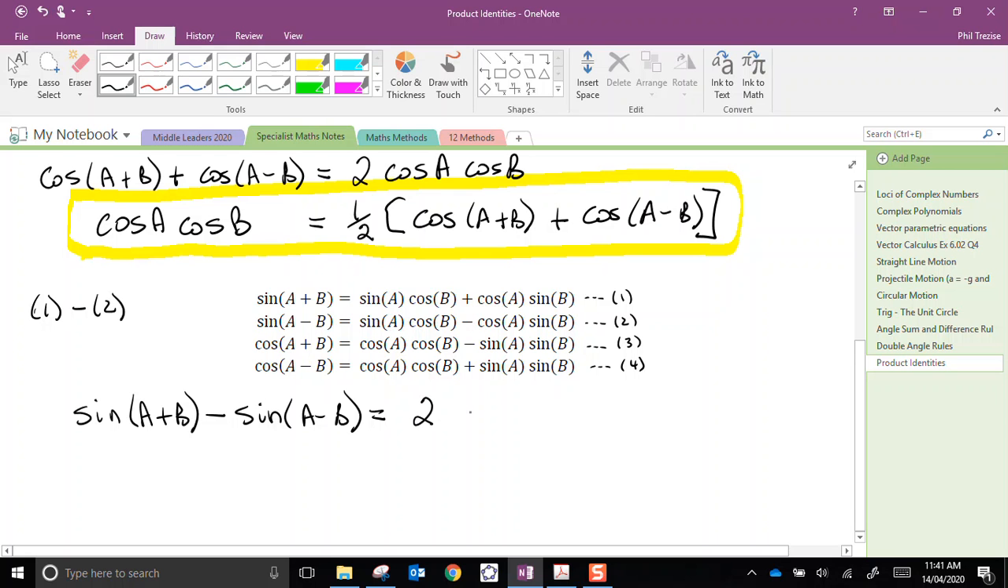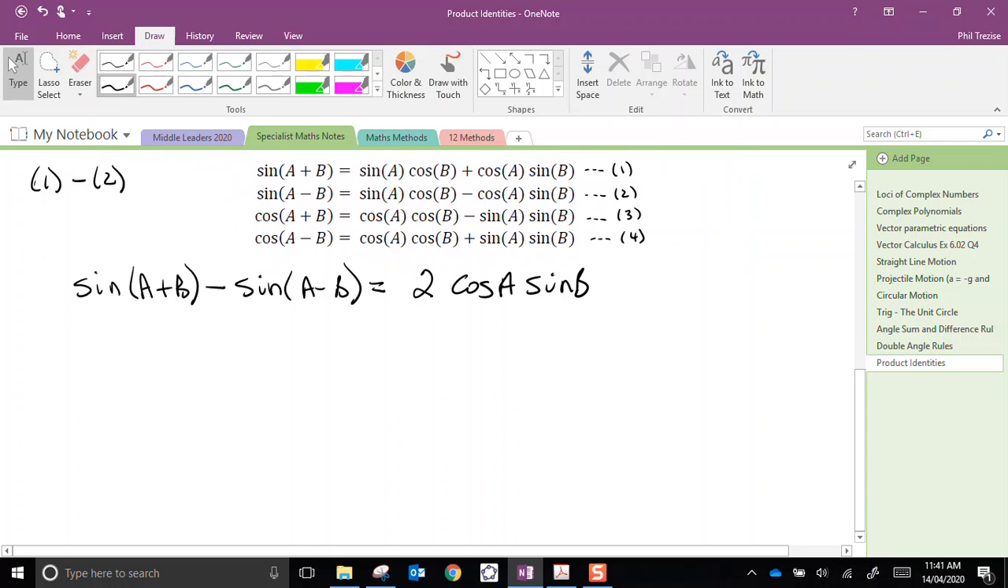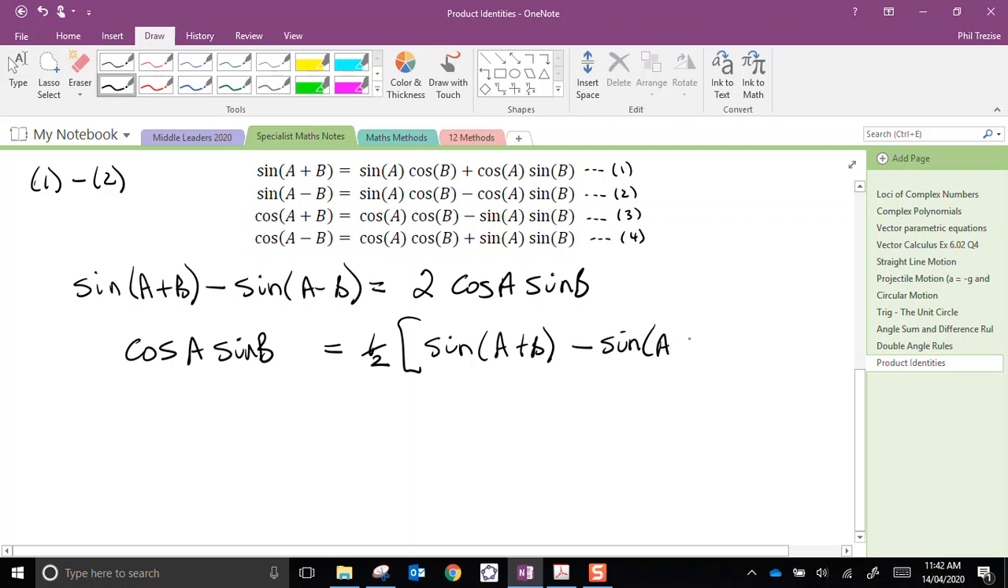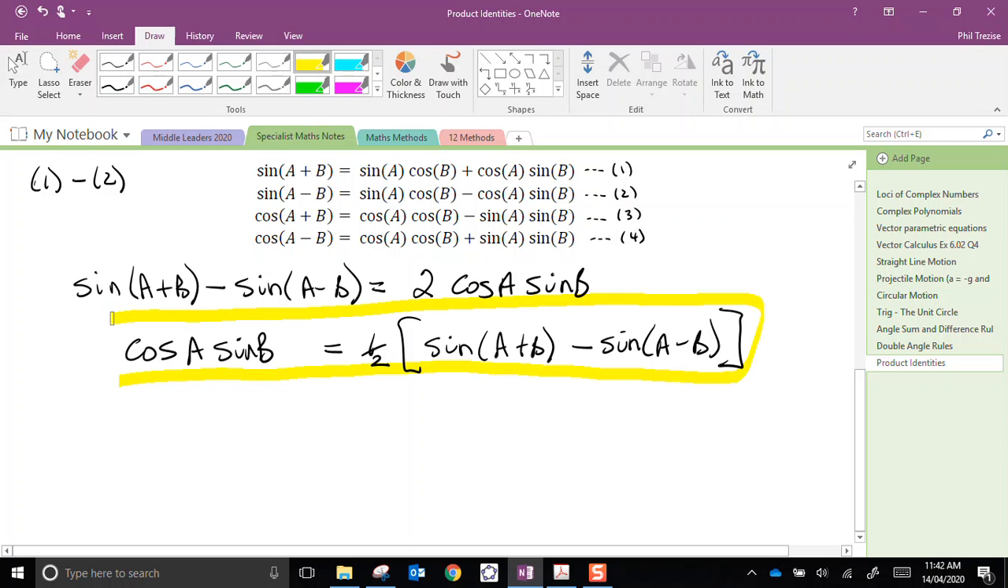I would have 2 cosine A sine B. And so making the product cosine A sine B the subject of the formula, it's the sine of A plus B, subtract the sine of A minus B. There's my third formula for a product.